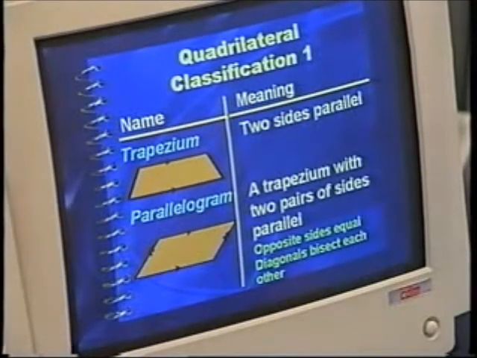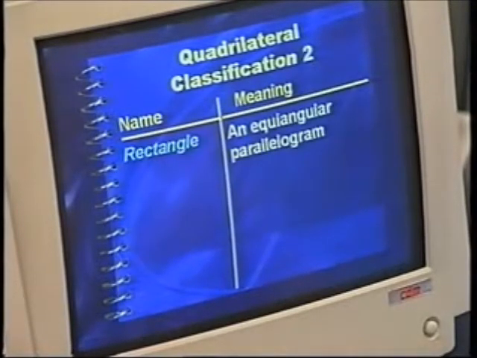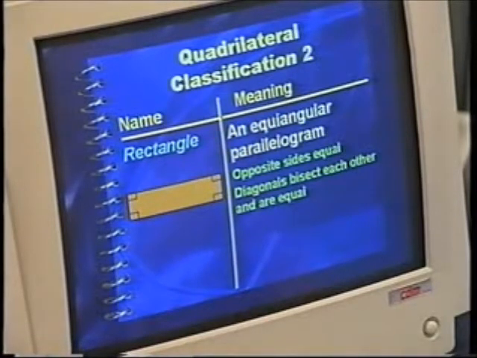One property would be that the diagonals bisect each other in a parallelogram. You can prove that using congruent triangles. The third type is a rectangle. We can call a rectangle an equiangular parallelogram. It's got the same angles. There you've got it, all 90 degrees. And the diagonals again bisect each other.